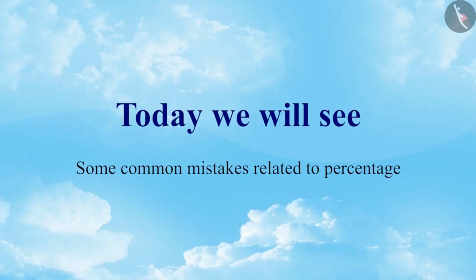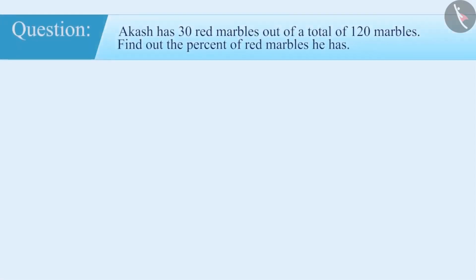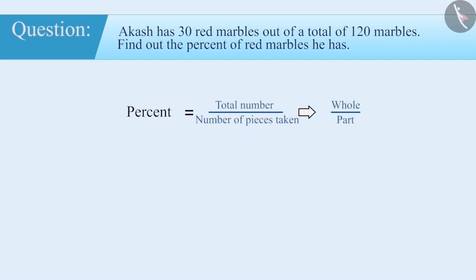Today, we will see some common mistakes related to percentage. Akash has 30 red marbles out of a total of 120 marbles. Find out the percent of red marbles he has. To find the percent, some students divide the total number of pieces by the number of pieces taken. In this way, they divide the whole part by a part. For instance, when solving this example, 120 is divided by 30 to get the result 4%, which is incorrect.